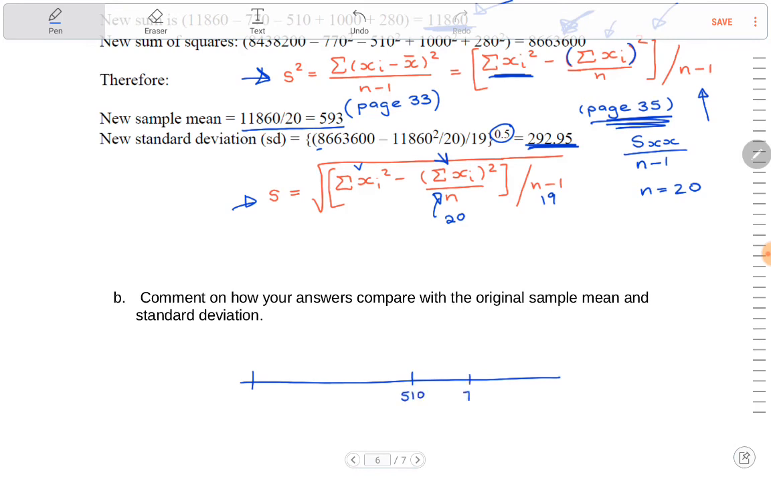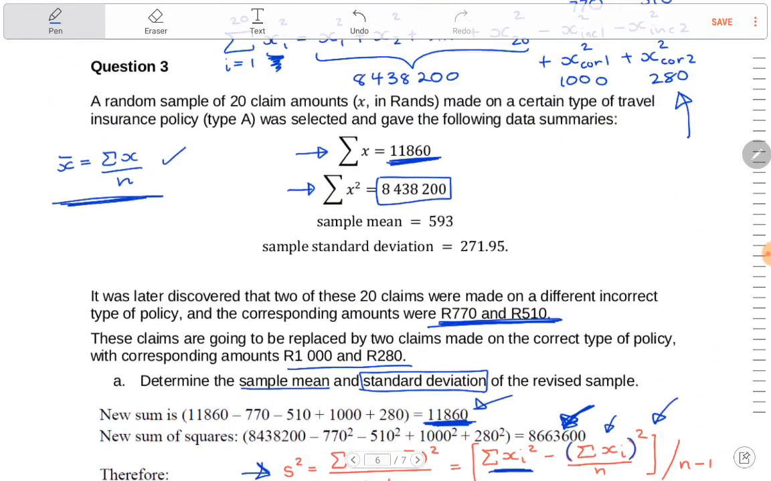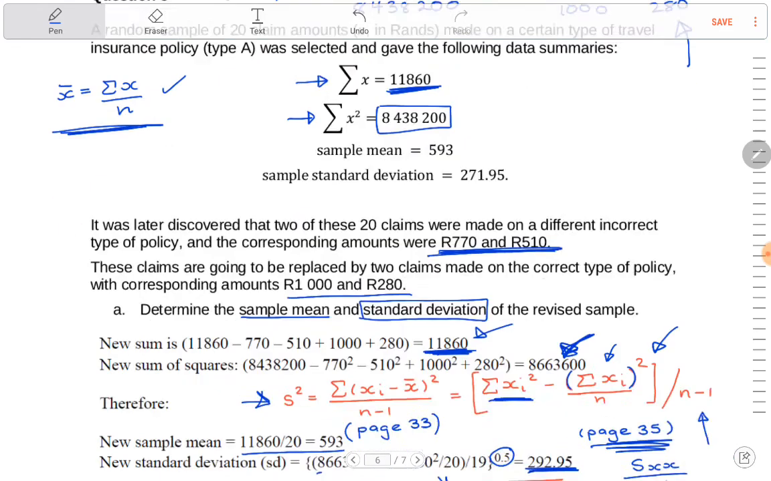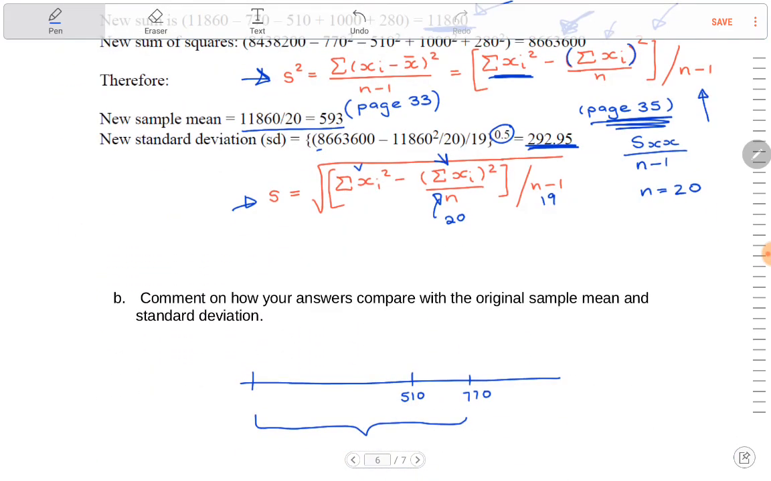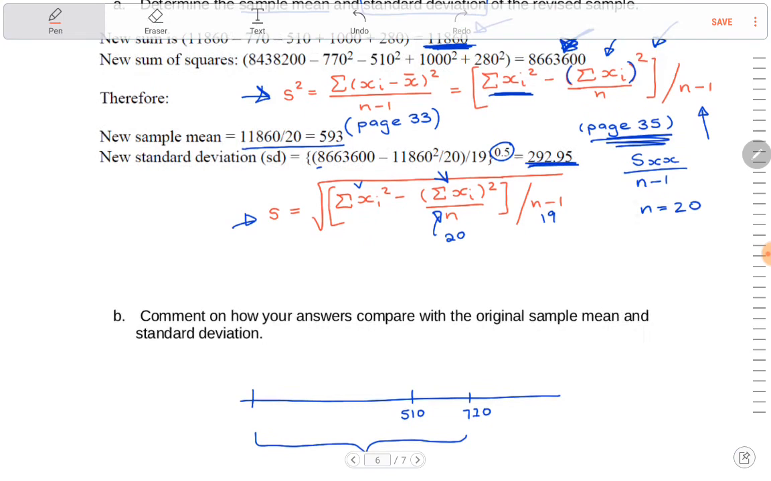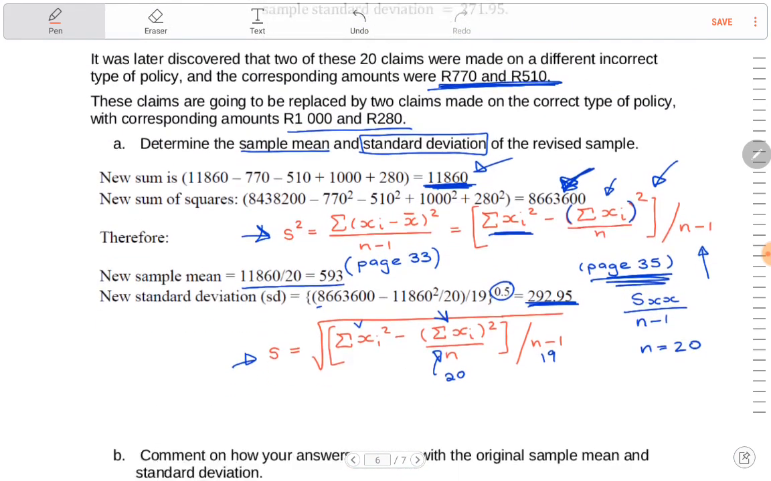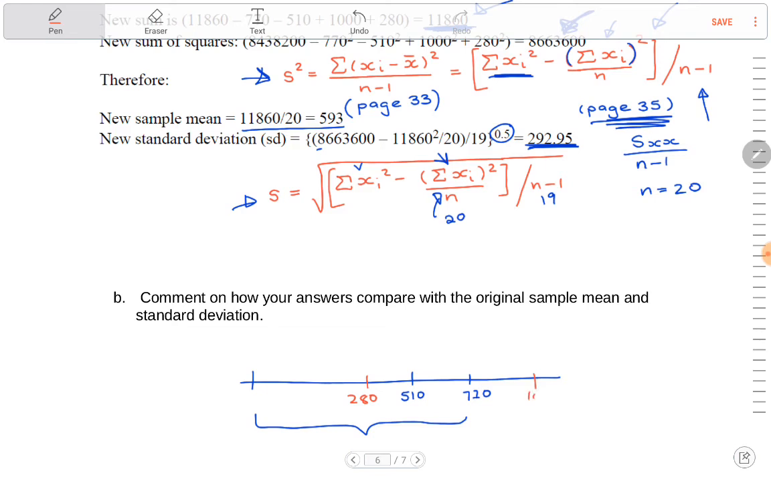510 and 770. If we know that the spread is at least something like that, I don't think they tell you these are the largest values or anything. But you know for a fact that your spread is at least 710 like that. And then the moment you replace those values, now you're given 280. So let's say 280 is going to be somewhere here. But then you have that 1,000, somewhere here.